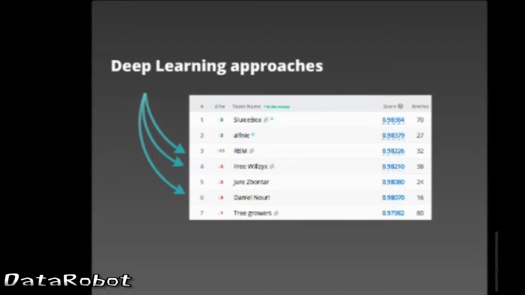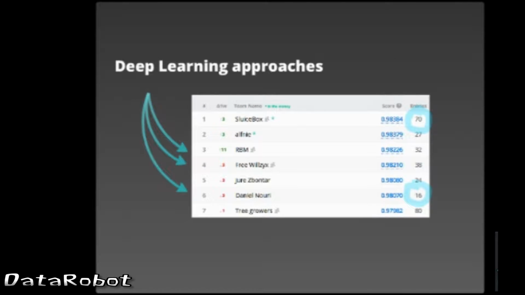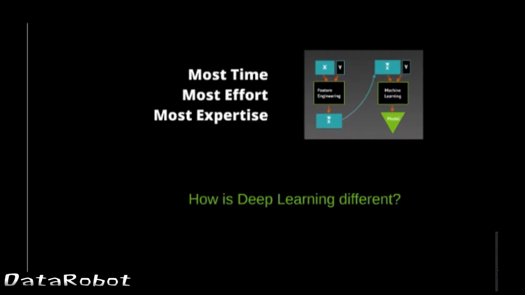The other thing to notice is that at the top, the winner had 70 entries, which means they created 70 different models, submitted their model, got scored, and iterated again and again. One of these groups only had to do this 16 times instead of 70. And this is because they were able to focus on unsupervised learning.